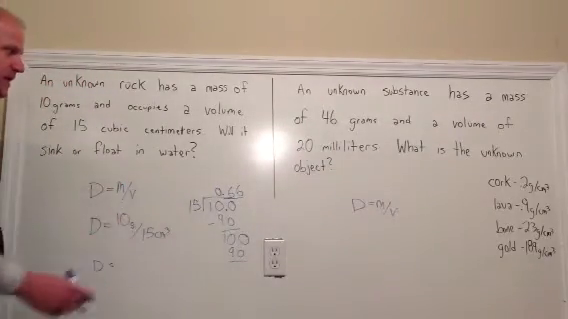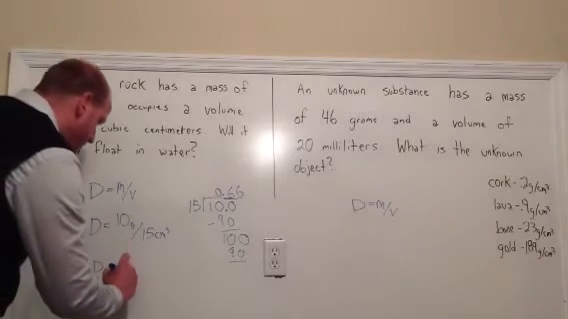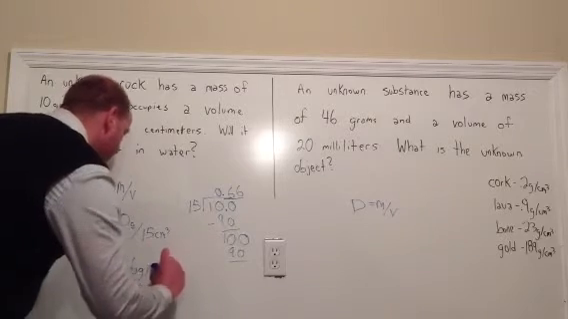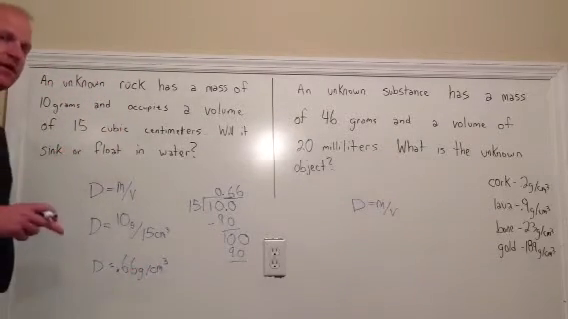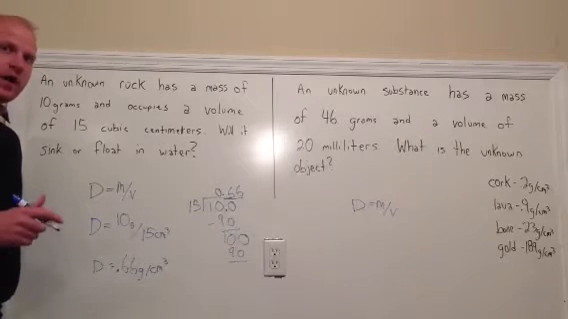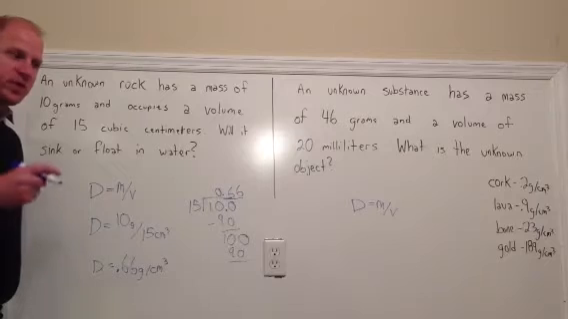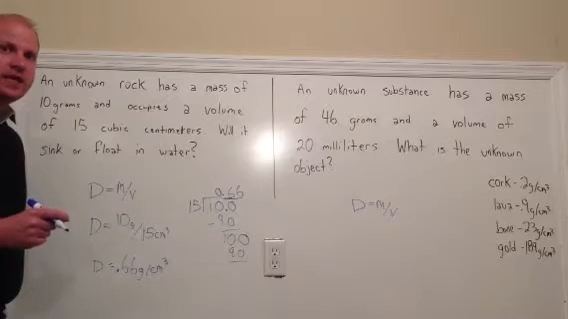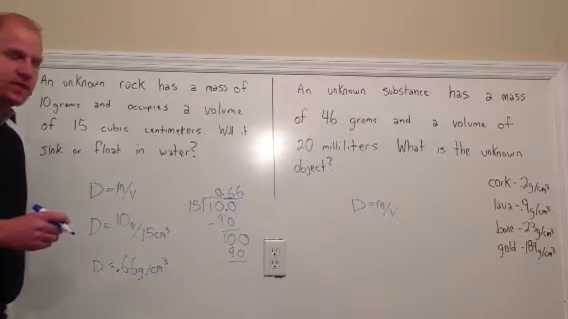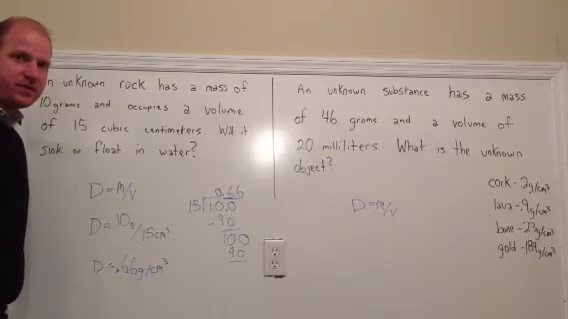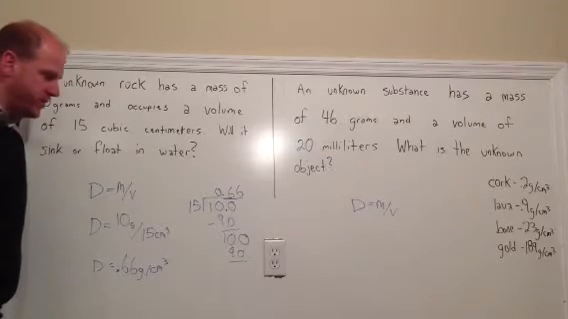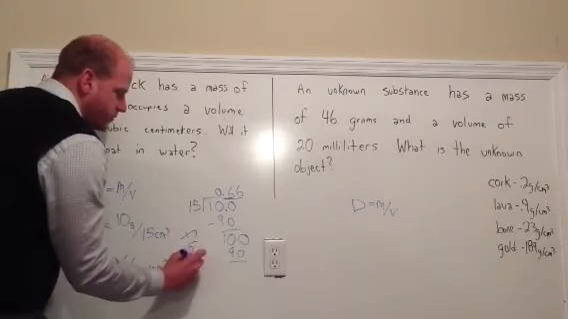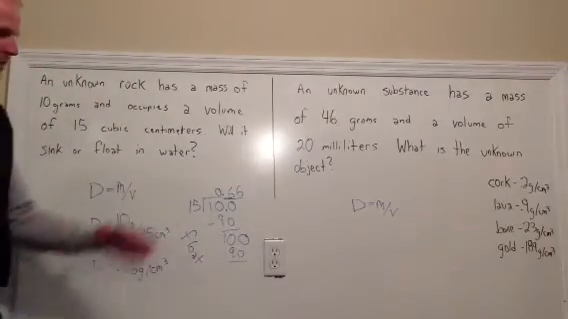So the density of this unknown rock is going to be 0.66 grams per cubic centimeter. And then the question asks, does it sink or float in water? Well, the density of water is 1 gram per cubic centimeter. So anything with a density less than 1 is going to float, and anything with a density greater than 1 will sink. Well, 0.66 grams per cubic centimeter is less than 1 gram per cubic centimeter. So the answer to this question is that this rock will float. So there's one question. Now let's go to this other question.